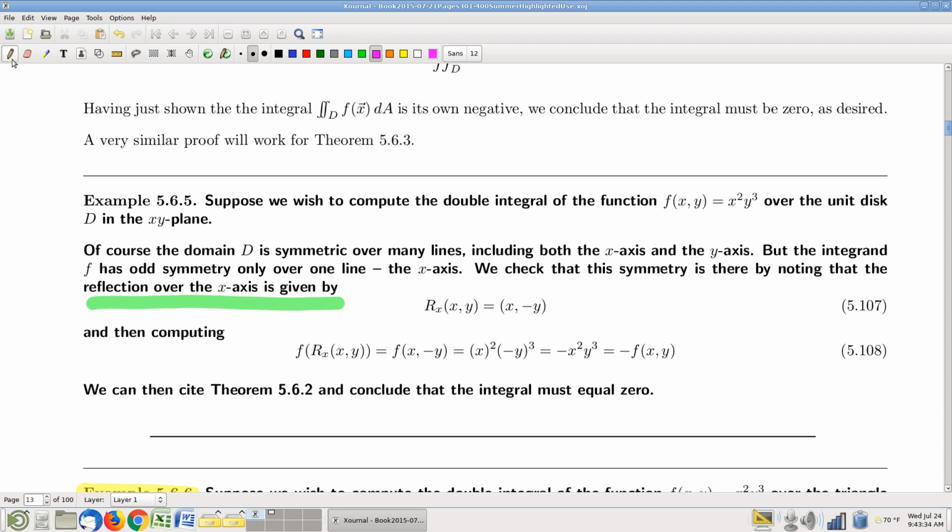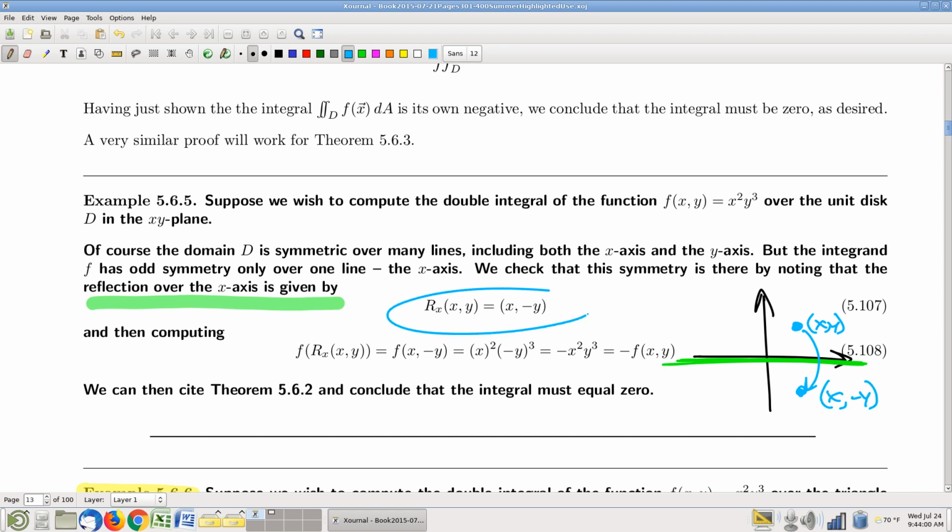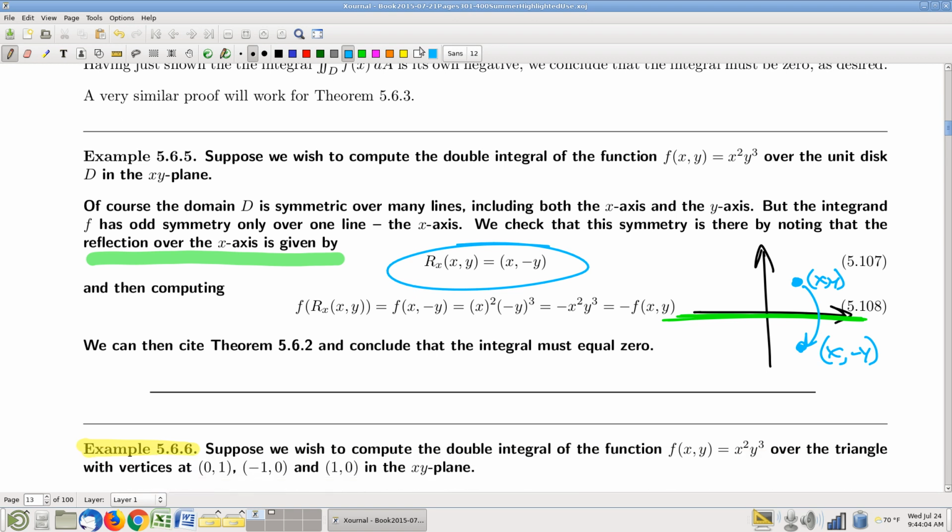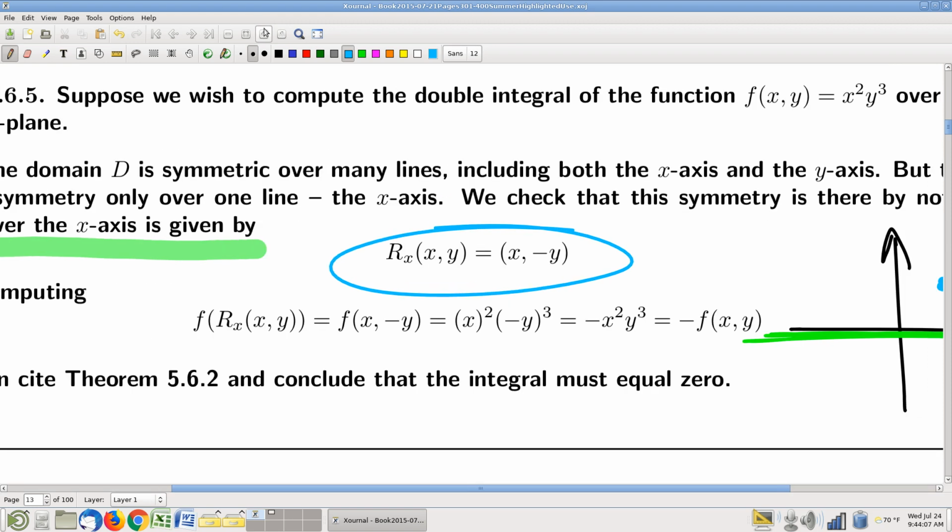And here's a picture of a reflection over the x-axis. There's our xy plane. The x-axis is like this. And I appeal that if you have a point x comma y, then the reflection has the same x coordinate but the negative of the y coordinate. So the reflection over the x-axis is like that. How are we doing? Is everybody on board with that suggestion?